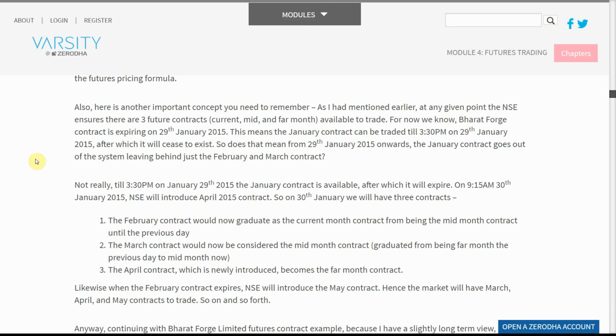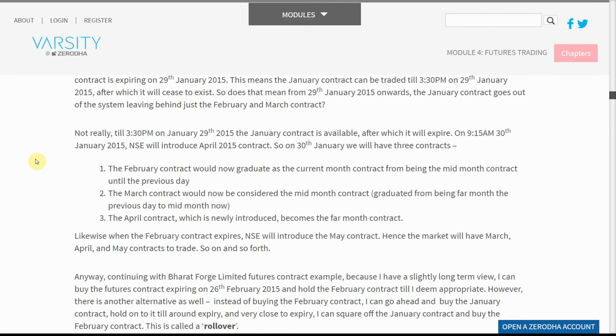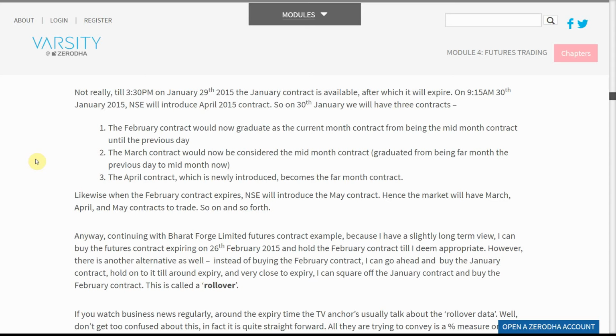So does that mean from the 29th of January 2015 onwards, the January contract goes out of the system, leaving behind just the February and March contract? Not really. Till 3:30 p.m. on January 29th, 2015, the January contract is available. After which it will expire, and a new contract appears from 9:15 a.m. on the 30th of January 2015.